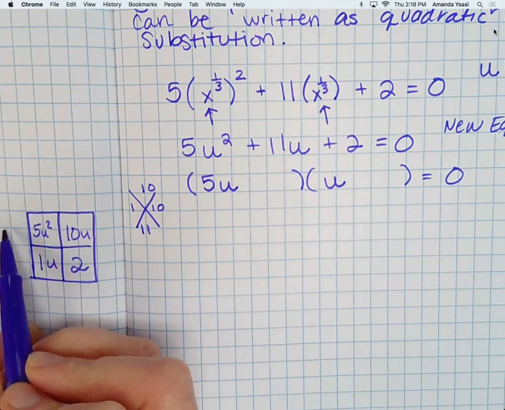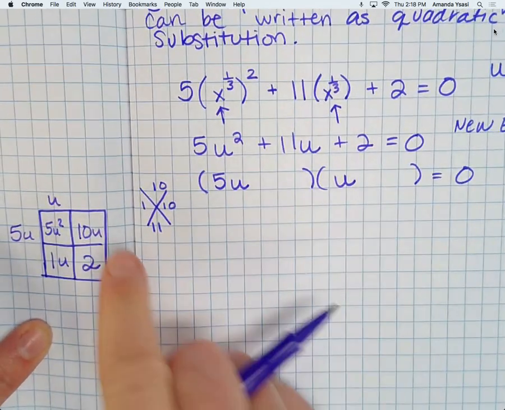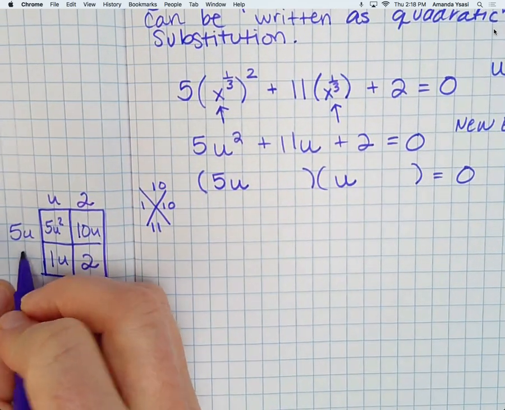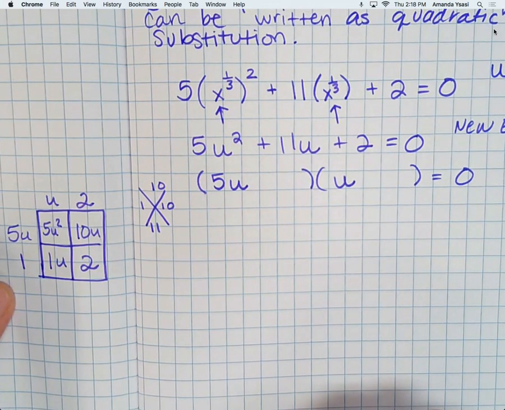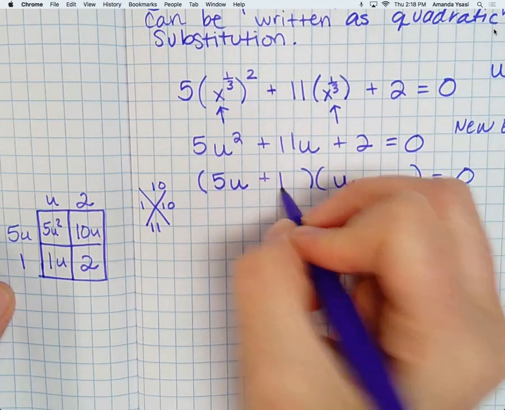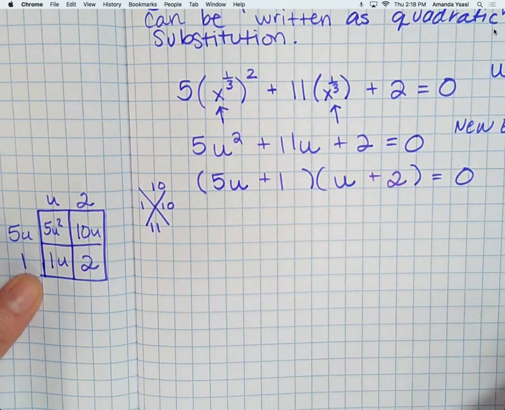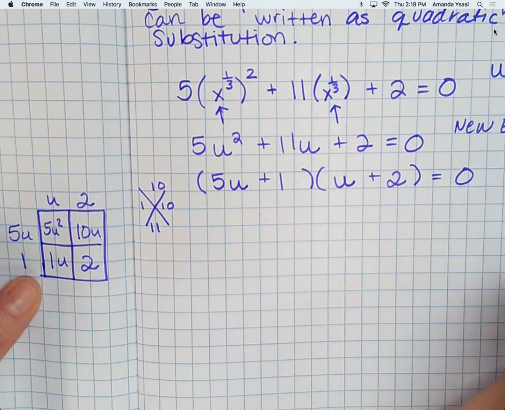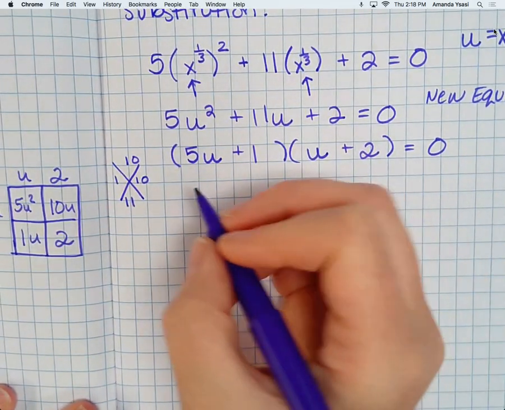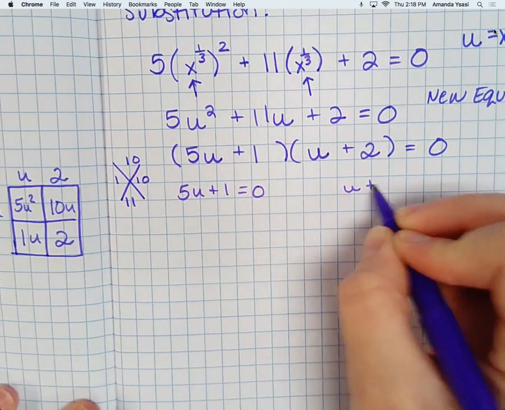So we factor, so that's a 5u, and that's a u. And then this is 2, and this is 1. So it's 5u plus 1 times u plus 2. Okay, now we'll solve it. So we have 5u plus 1 equals 0, and u plus 2 equals 0.